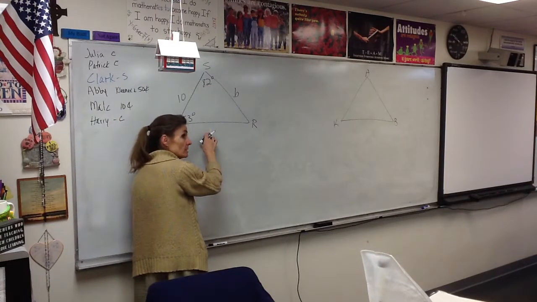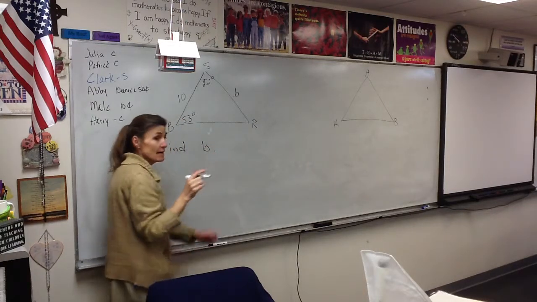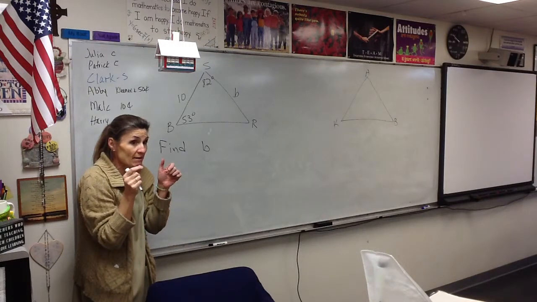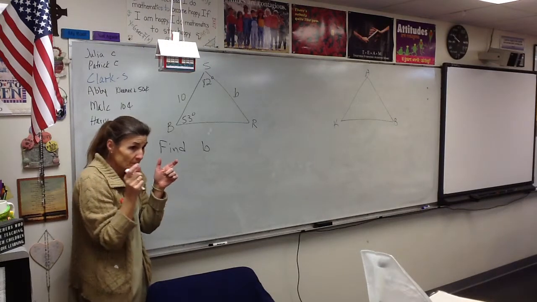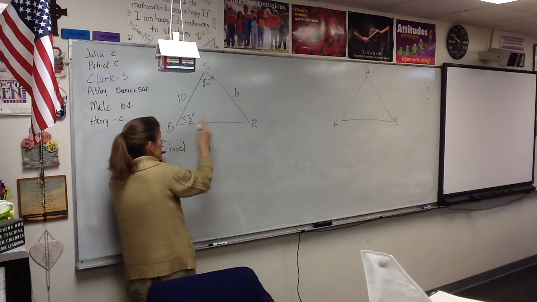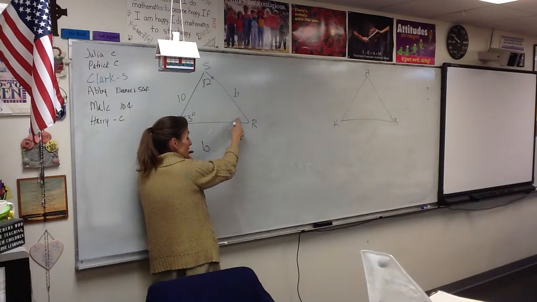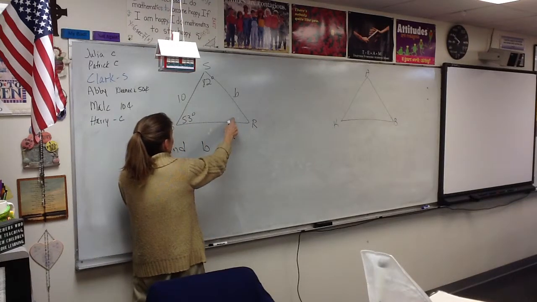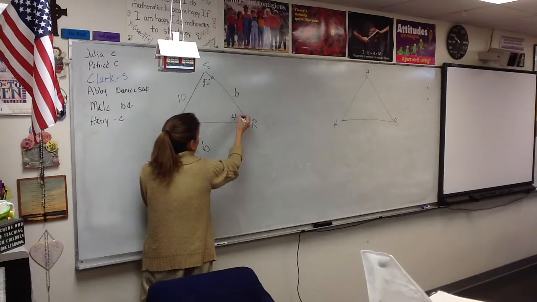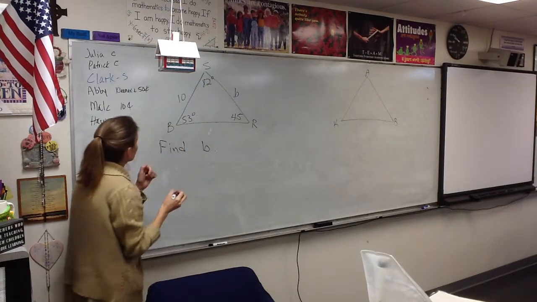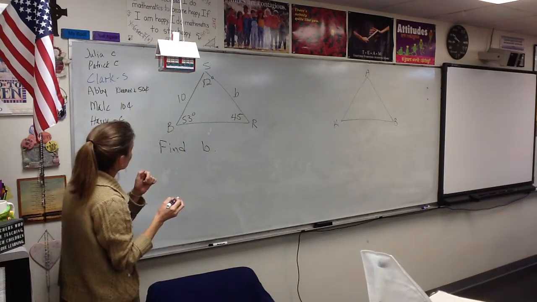Now, in this case, at first glance, it looks like I don't have a set, but I really do have a set of information. Do you see why? If this is 82 and this is 53, what's this one going to be? That's a no-brainer. We should be able to figure that out. 45.